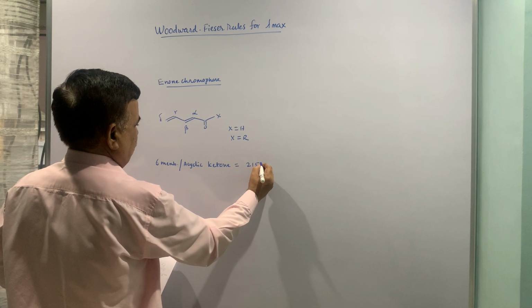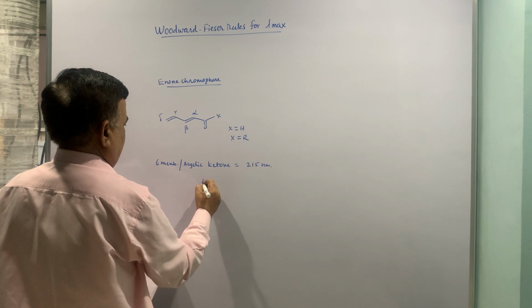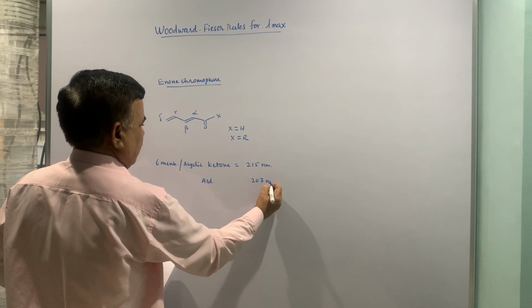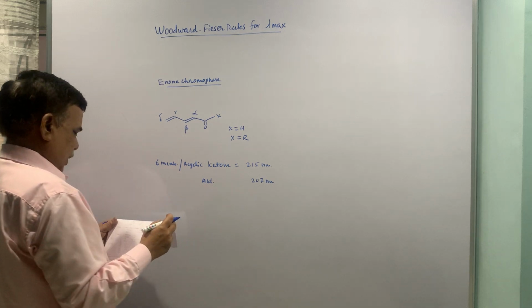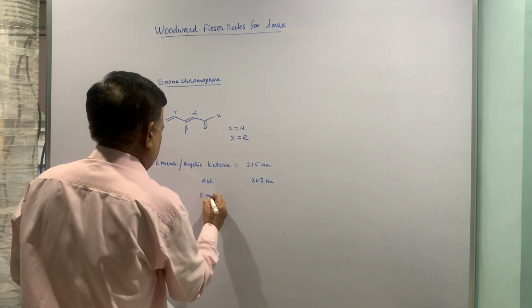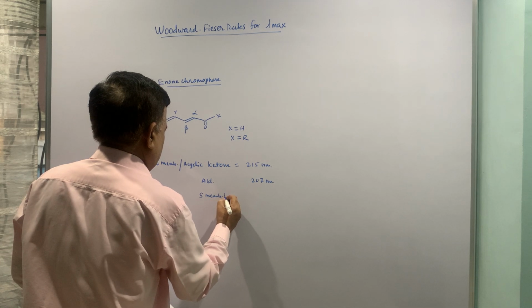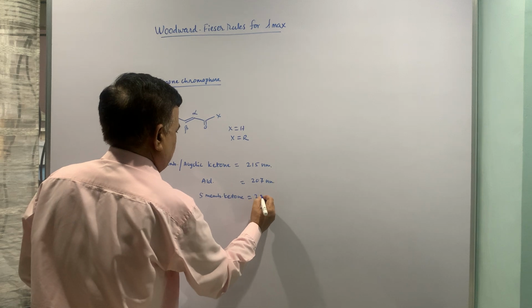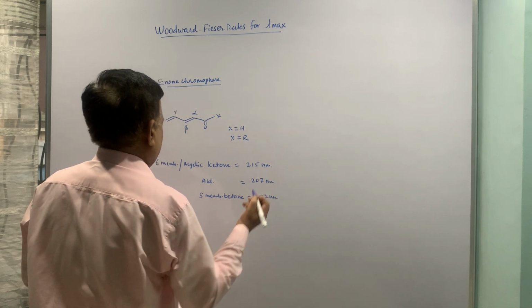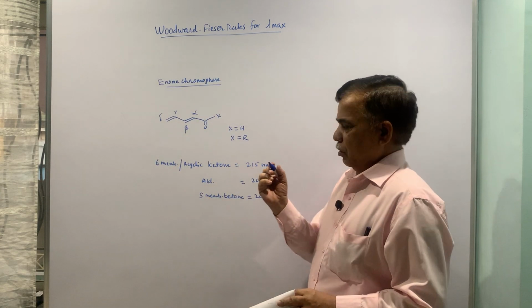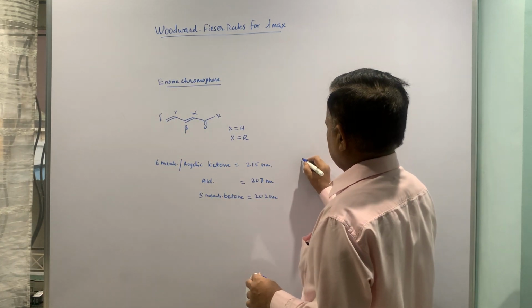basic lambda max is 215. Aldehyde is 207 nanometers. 5-membered ketone making enone, that is 202. Okay. These are basic lambda max values. Now going to the increments.